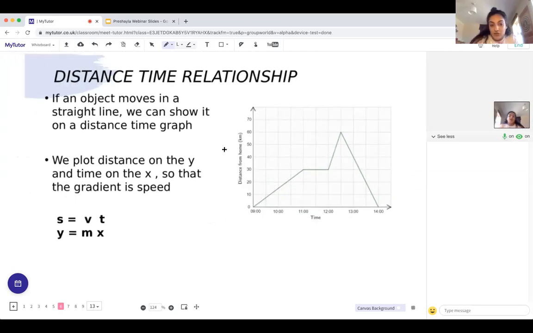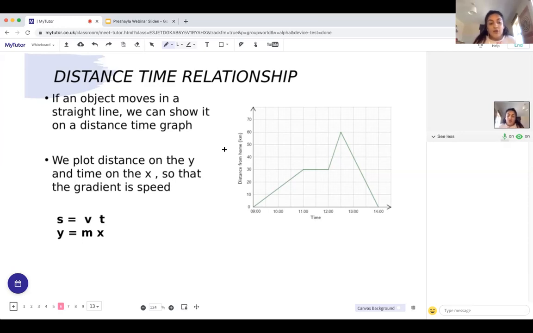Okay, so if an object does move in a straight line, we can show it with this type of graph. If it's not moving in a straight line, we cannot show it with this type of graph because it's not a displacement time graph, it's a distance time graph. So only if it doesn't change direction can we show it on this type of graph. So if it moves in a straight line and doesn't change direction, we can show it in a distance time graph. And don't worry, in an exam, they would never ask you to plot a distance time graph of something that doesn't move in a straight line. Okay. So we plot distance on the y and time on the x so that the gradient is speed.